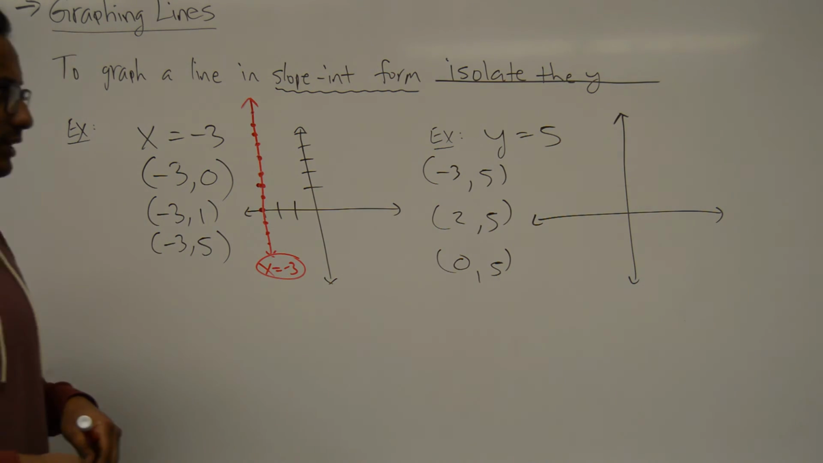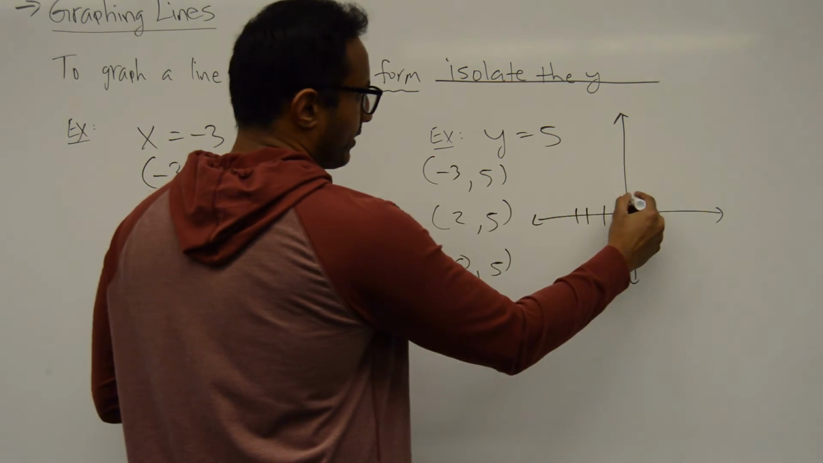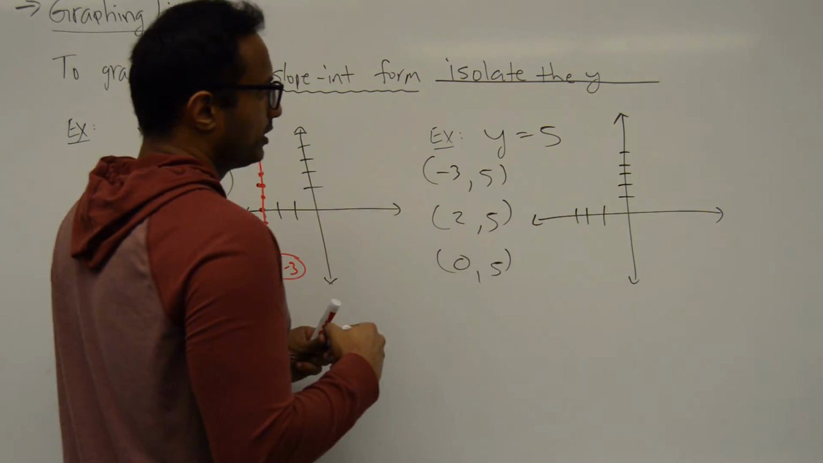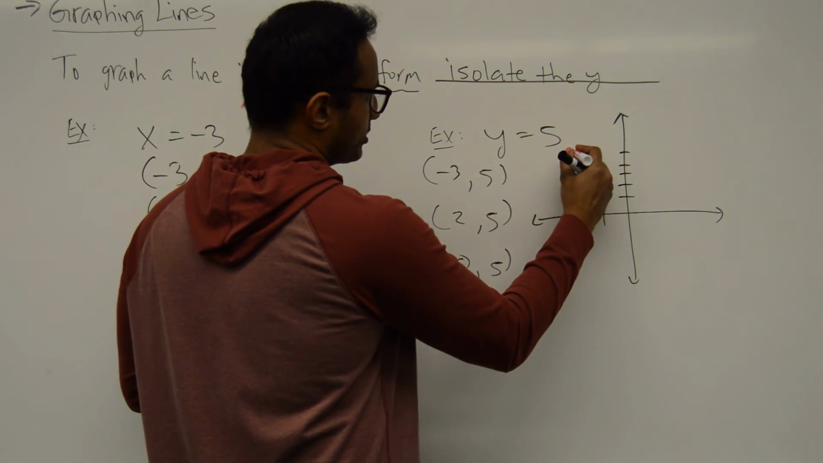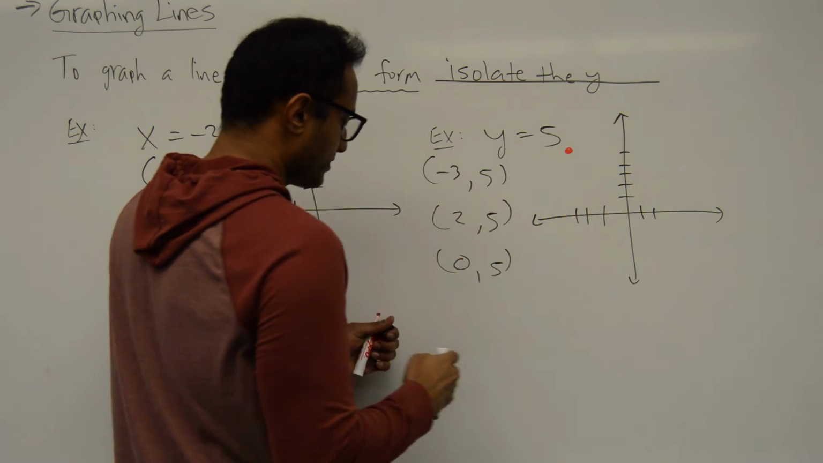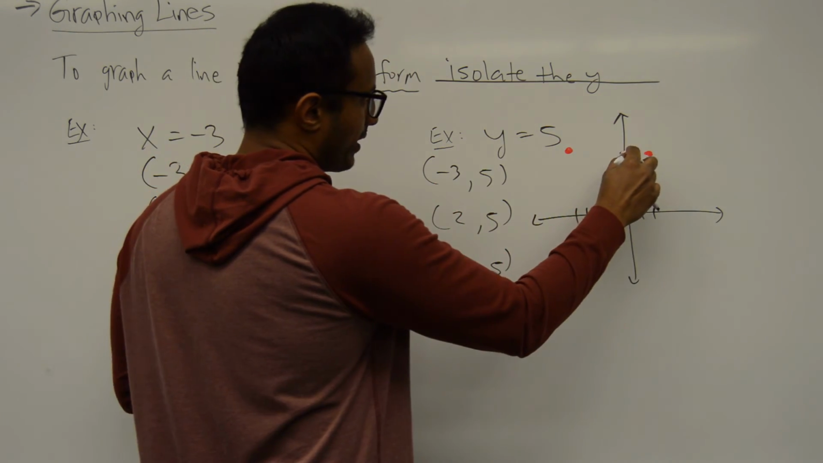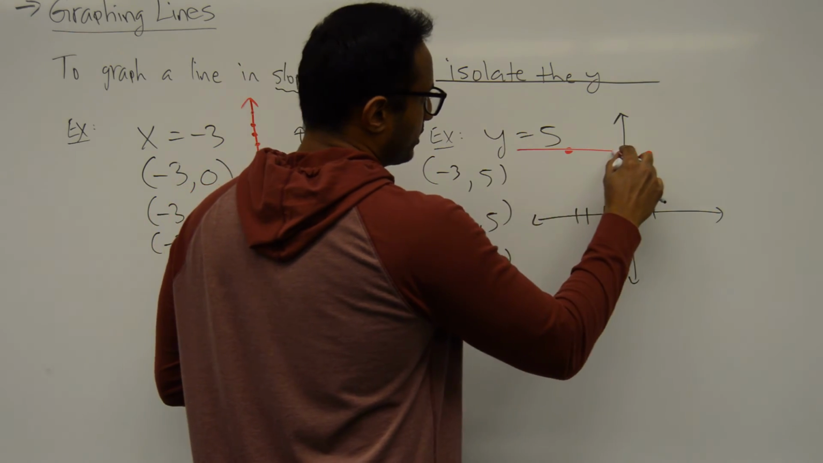What does this one look like? We have x is -3, y is 5. So 3, 4, 5. So at -3, 5, we have a point. Then at 2, 5, so x is 2, y is 5, we have a point. At 0, 5, we have a point. So now we're going to get a horizontal line.